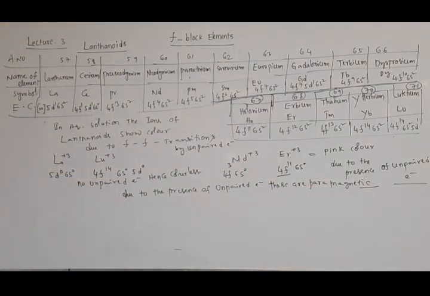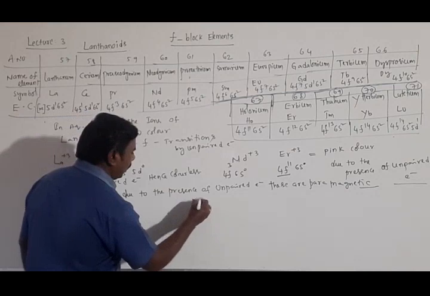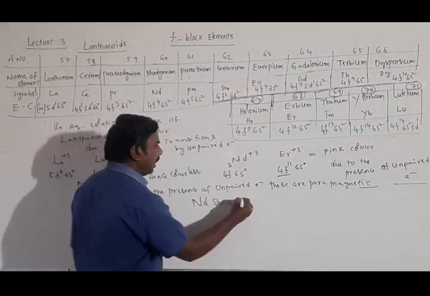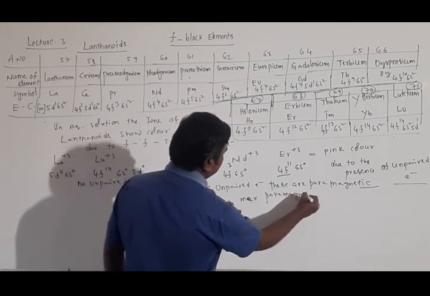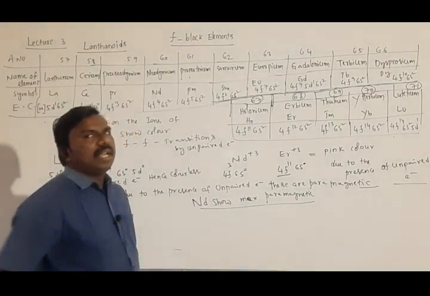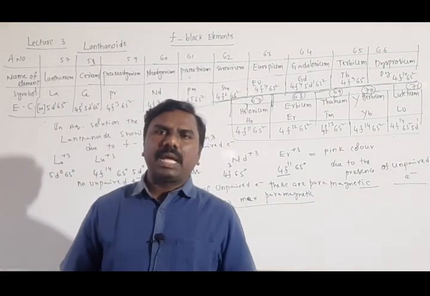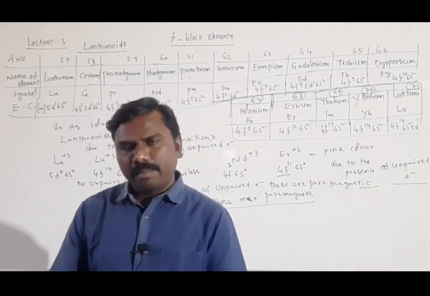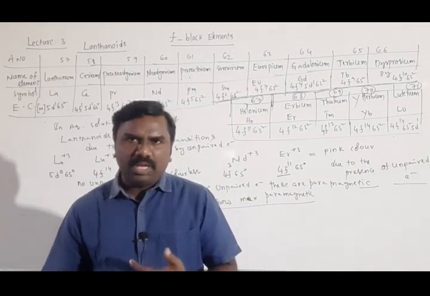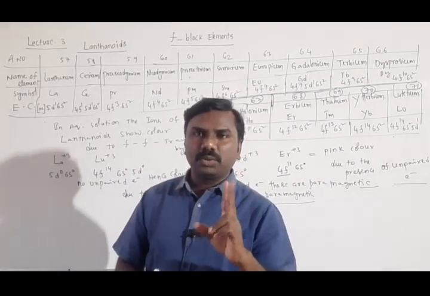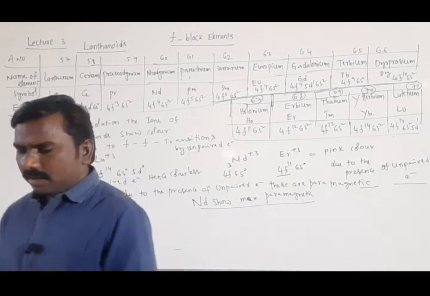So examples, especially neodymium, the best example. Nd shows maximum paramagnetic nature. Exception, very important one. Which lanthanoid element shows maximum paramagnetic nature? That is neodymium, remember. Now all lanthanoids are non-radioactive elements actually, except two. One is samarium, another one is promethium.